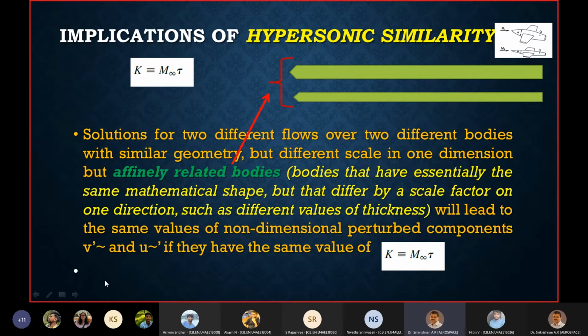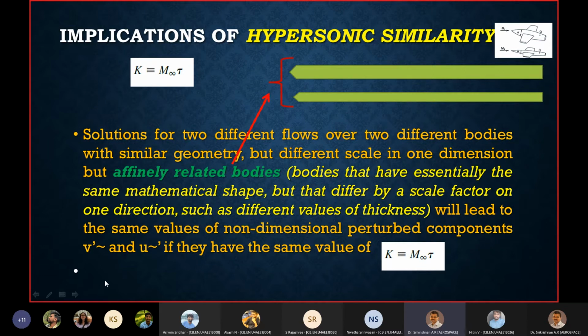These kinds of bodies are referred to as affinely related bodies in similarity analysis. We probably would have come across that term already. Affinely related means the geometry is similar, but maybe in one dimension there is a change in the scale. That is, the shape is similar, but in one dimension there is a change in dimension or scale. That is what is meant by an affinely related set of bodies.